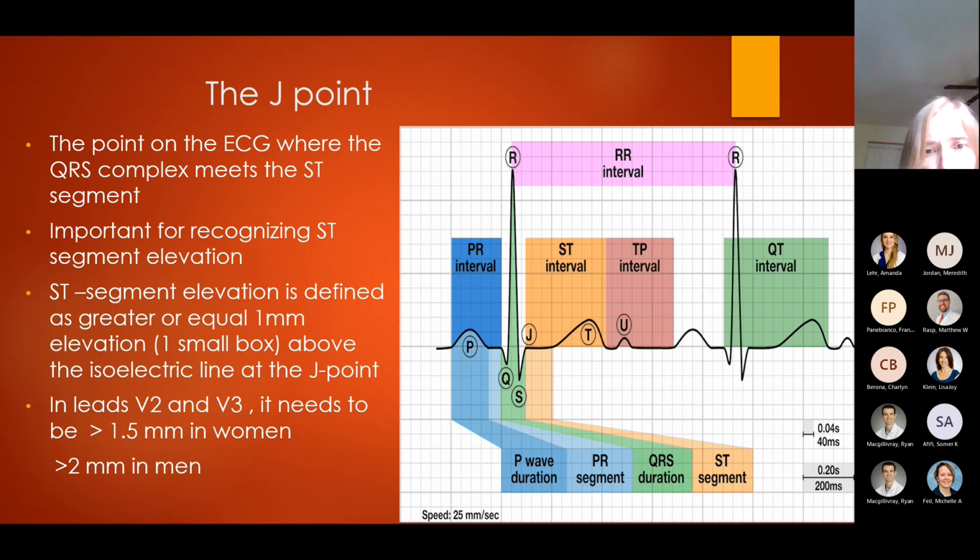Then we need to find the J point. The J point is the point on the EKG where the QRS complex meets the ST segment, and this is important for recognizing ST elevation. ST elevation is significant when it's defined as greater or equal to 1 box, a small box here, above the isoelectric line at the J point. In leads V2 and V3, it's different. It needs to be slightly taller: 1.5 boxes in women and 2 boxes in men.